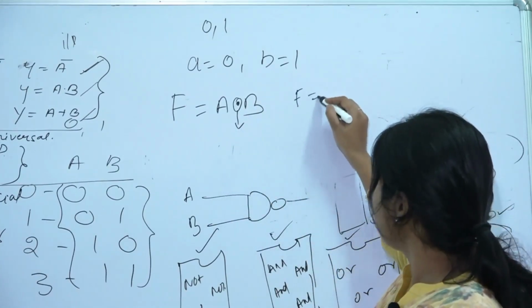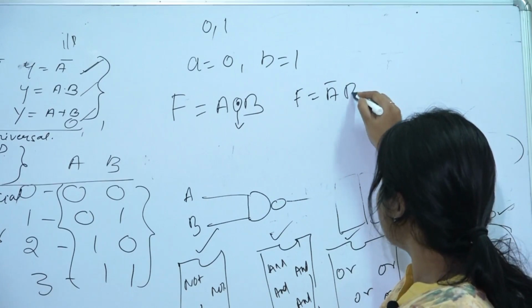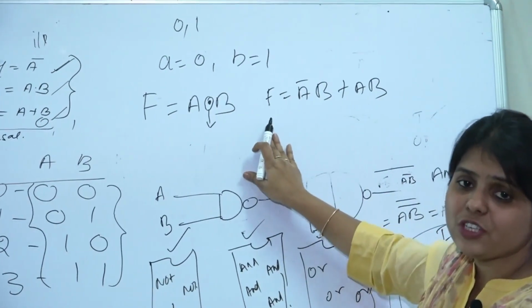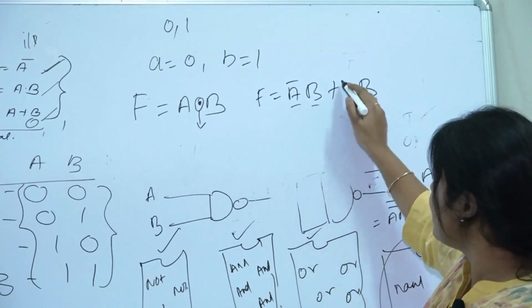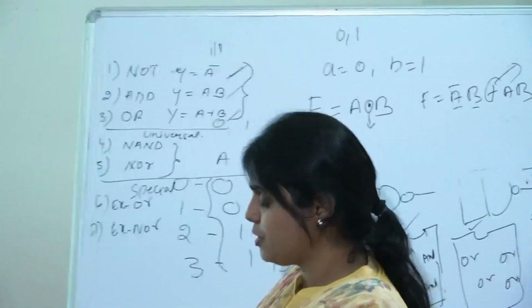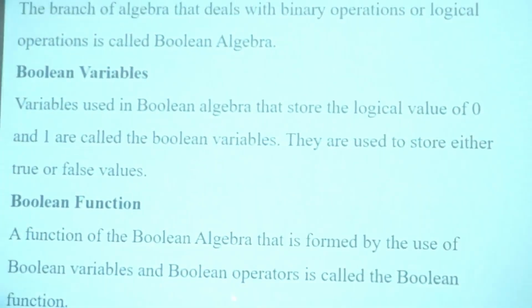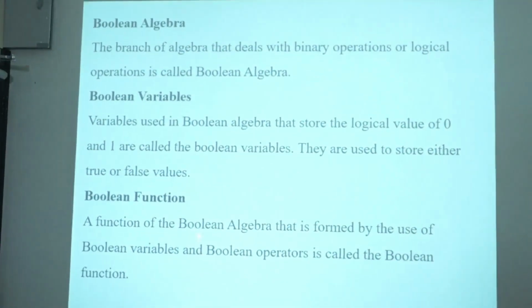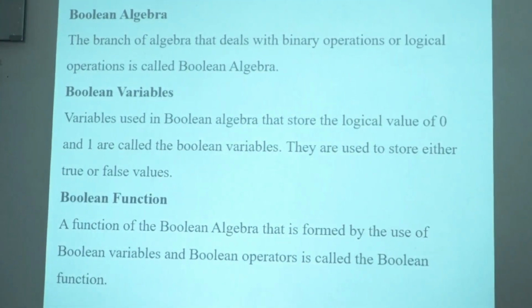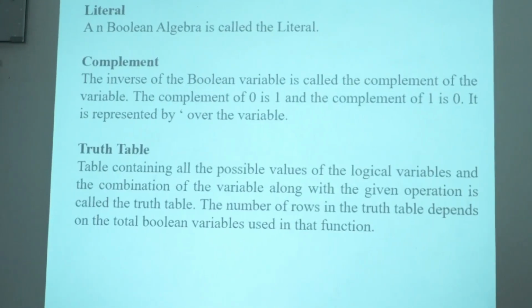Let me take another function, let's say A complement B plus AB. So this is a Boolean function which is a combination of the Boolean variables along with the Boolean operators. So the function of Boolean algebra that is formed by the use of Boolean variables and Boolean operators is called a Boolean function.